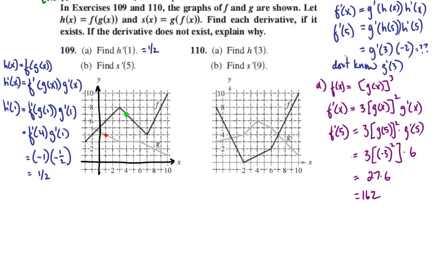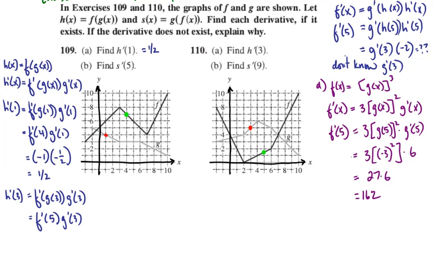In problem 110, h prime of 3 would be f prime of g of 3 times g prime of 3. We're going to use the second set of functions for that. So what we're looking for in the second function is g of 3. That's the first thing. And g of 3 appears to be 5. So we need the slope of the f curve when x is equal to 5.